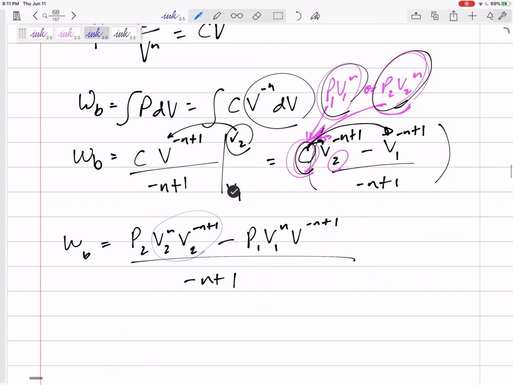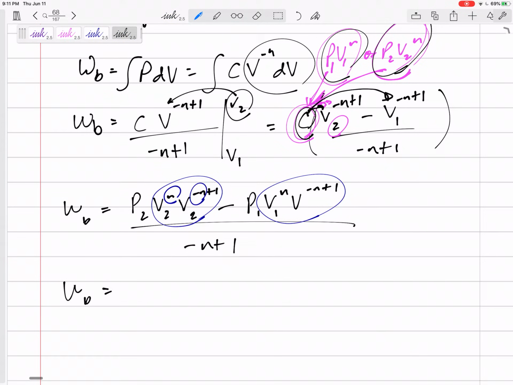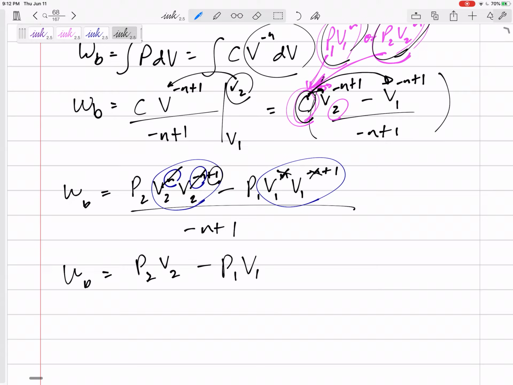When you multiply things together, you can add their exponents. And when you add N and negative N plus 1, what do we get? Really cool here. You get P2 V2, it's almost like those cancel out, to the 1. And you get P1 V1, we're just left with V to the 1. We don't have to write anything raised to the 1 power, divided by negative N plus 1, or 1 minus N. Whew. And there we go. That really simplified down a lot.